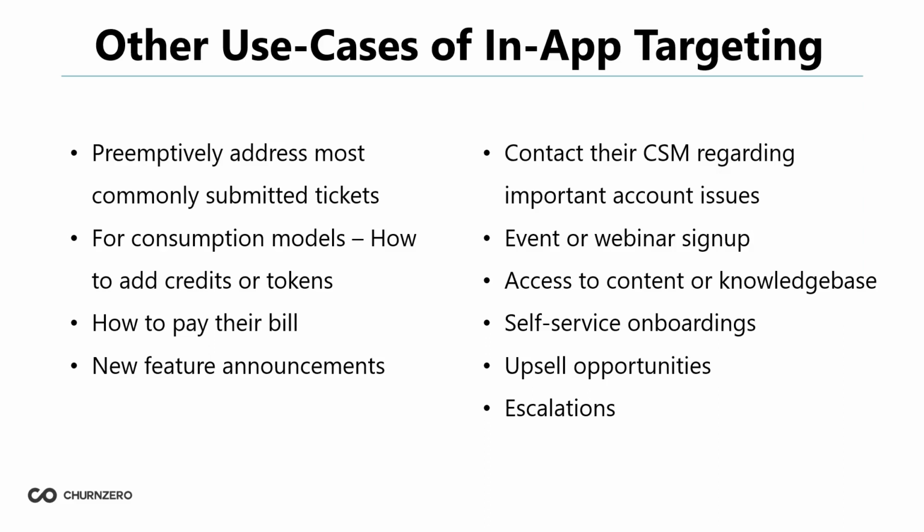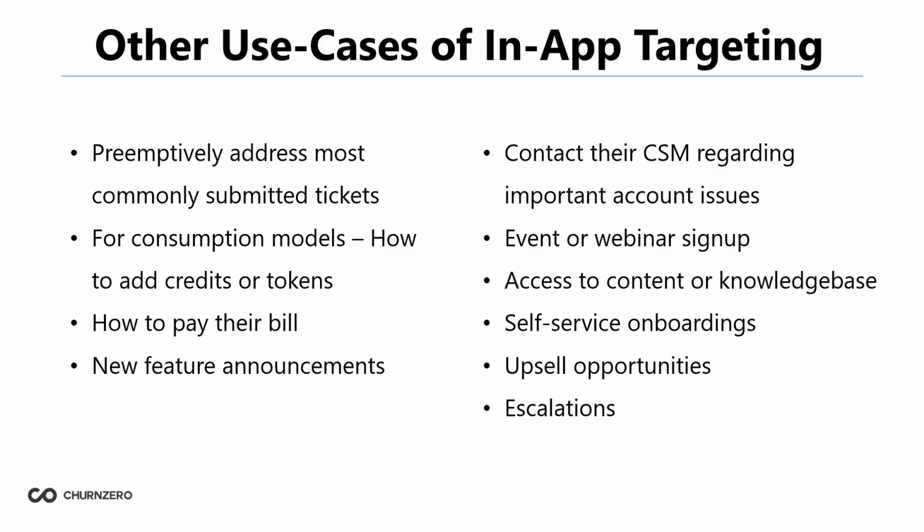For those products that are based off a consumption model where somebody needs to buy more tickets or tokens or credits, really easily trigger those to show them how to re-up on those. If their bill is late, show them how to pay their bill if there's some sort of portal directly inside of your application. New feature announcements are a really great idea. How to contact their CSM regarding important account issues. You could link event or webinar sign up, access to content or knowledge base if you've seen them get stuck on a certain page longer than ideal.